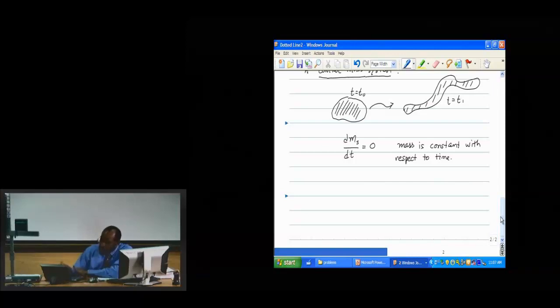Now, this representation, the fact that we've identified and tagged and looked at these identifiable pieces of matter, has been in a Lagrangian reference frame. And that's just a definition, a way that this is described.